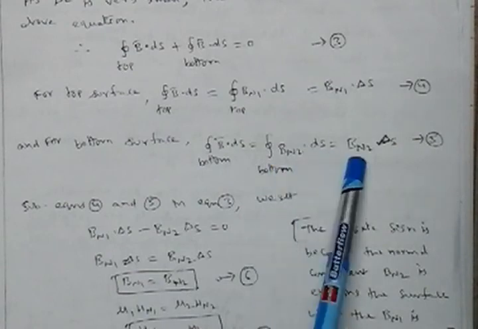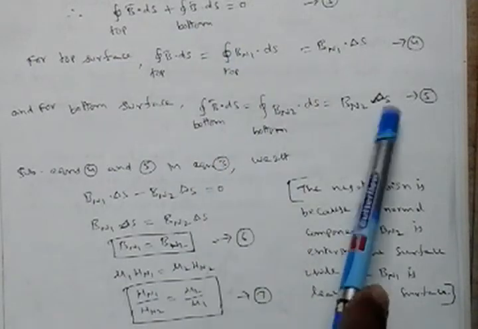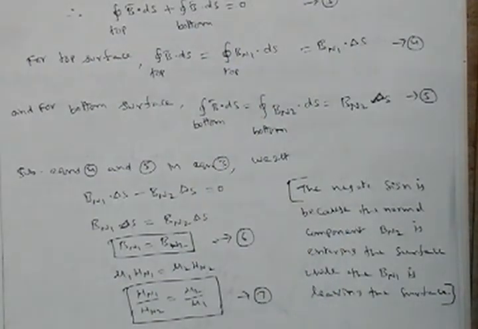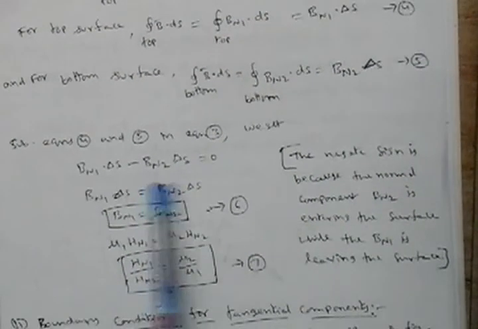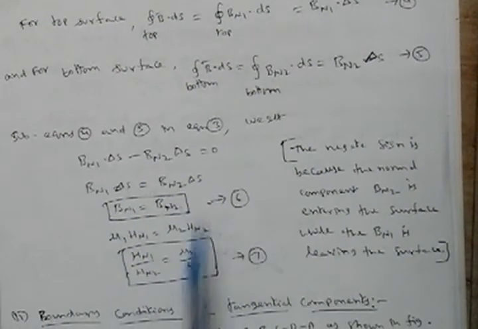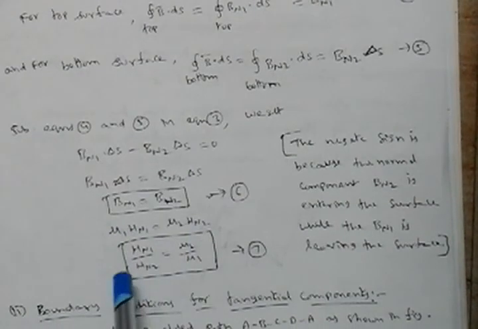So bn2 is a constant, and the integration of ds is equal to delta s. Substitute these two in this equation. But the bottom is in medium 2, below the reference line, so that can be represented by minus bn2 delta s. Finally we will get bn1 is equal to bn2, that then in terms of h.